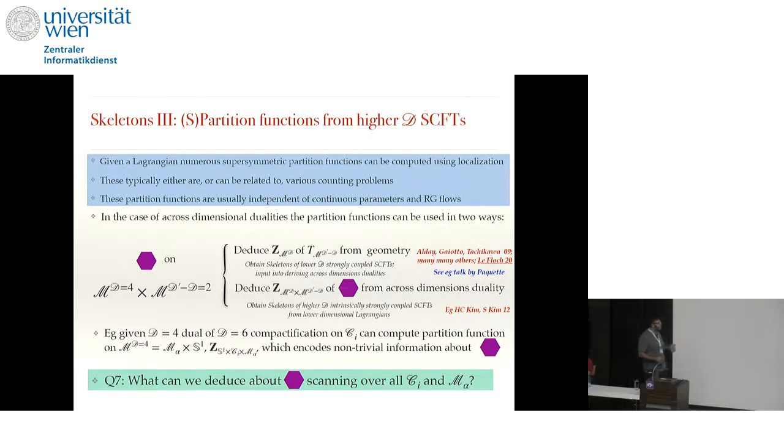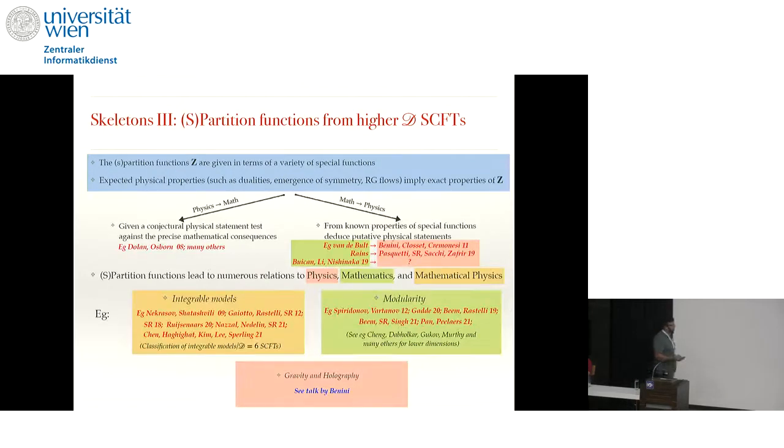And it might be that we know this compactification, this across-dimensions duality, for a huge variety of compactification geometries and manifolds for which we compute this partition function. So an interesting question that one can ask is what can we deduce about the 6-dimensional theories by studying this partition function. So from these cross-dimensional dualities, we basically are computing a partition function of a 6-dimensional theory. So scanning over all of these possibilities, we might be able to deduce something interesting.